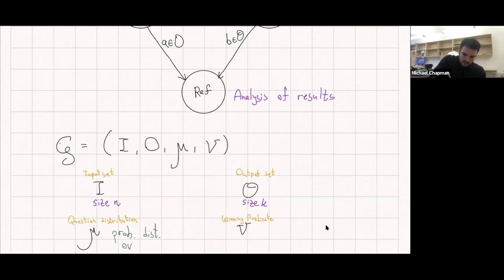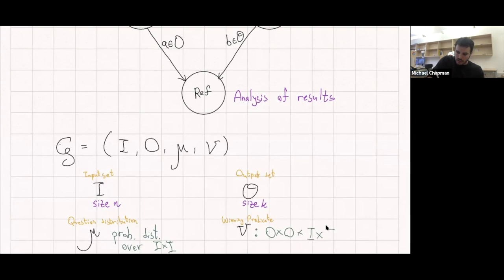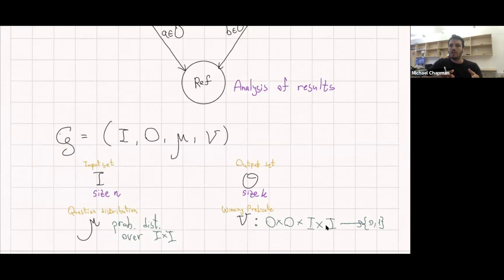And finally, we need to explain how the referee analyzes the results. Analyzing the result is just some function from a pair of answers and a pair of questions to {0, 1}. When the referee puts into the function the pair of answers and the pair of questions, if the output is 1, he says that they won, and if the output is 0, he says that the players lost. So this quadruple of data is called a game. Great.